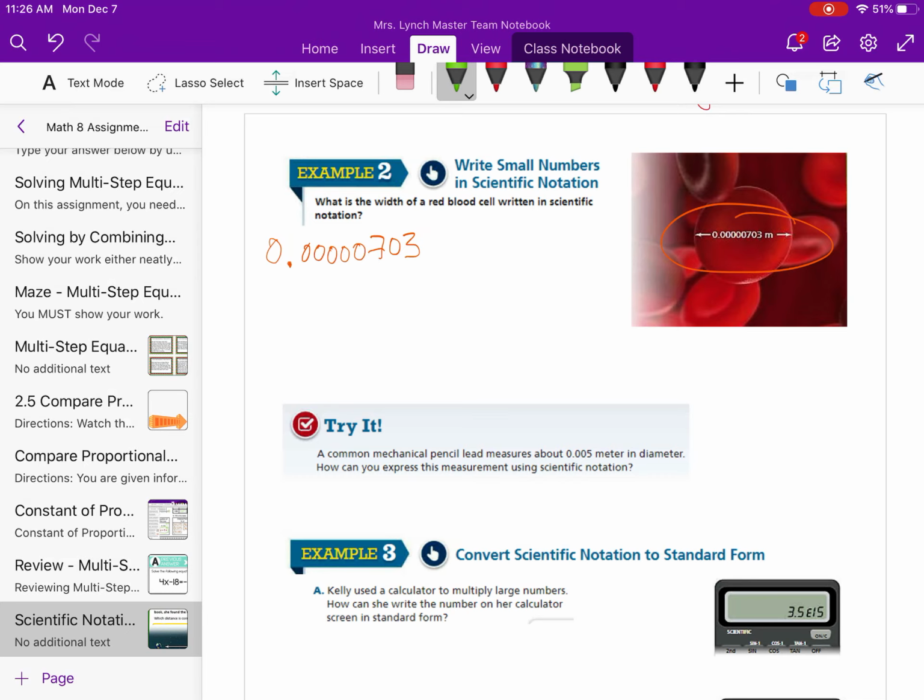So again, our goal is to place the decimal after the first non-zero digit. So what that means, look at your number. The first non-zero digit is the 7. So that's where we're going to place the decimal. We're going to place the decimal after that digit.